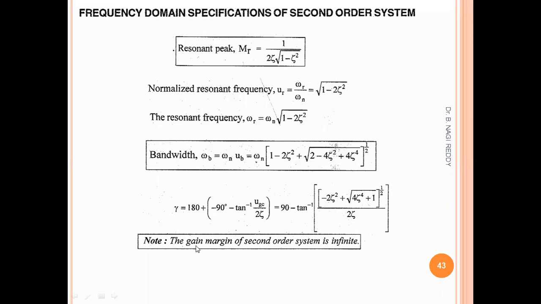And similarly, here the gain margin cannot be calculated because the gain margin of the second order system is always infinity. And here we can calculate the phase margin using this expression. So these are the equations for the second order system.